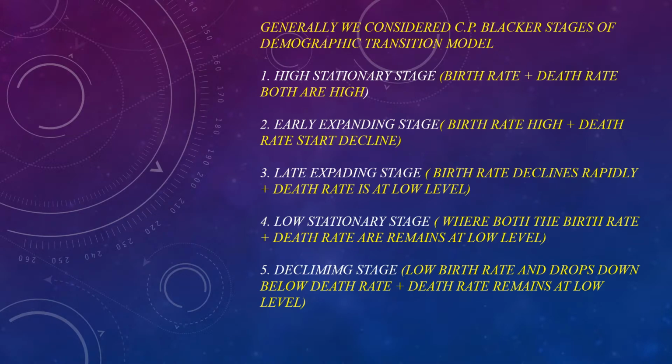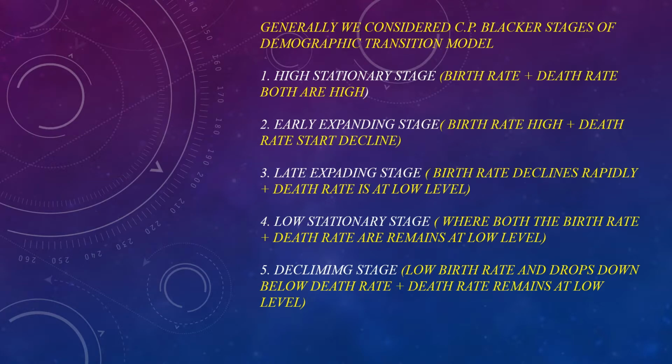Generally, we consider C.P. Blacker's stages of the demographic transition model. In the first stage, which is the high stationary stage, both the birth rate as well as death rate are high. In the second stage, early expanding stage, the birth rate and death rate are different, meaning birth rate is still very high whereas death rate starts declining. In the third stage, which is known as the late expanding stage, birth rate declines rapidly and death rate is at low level.